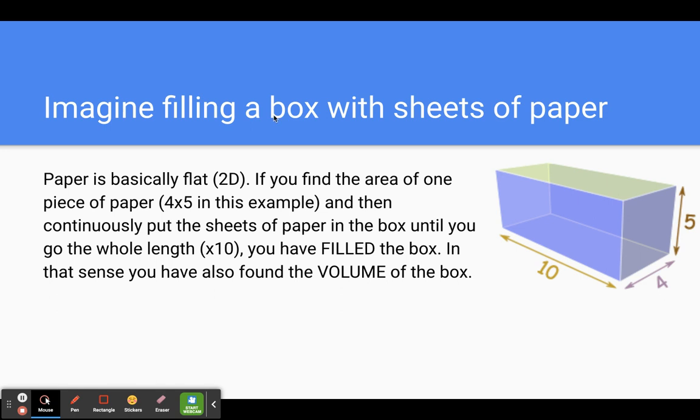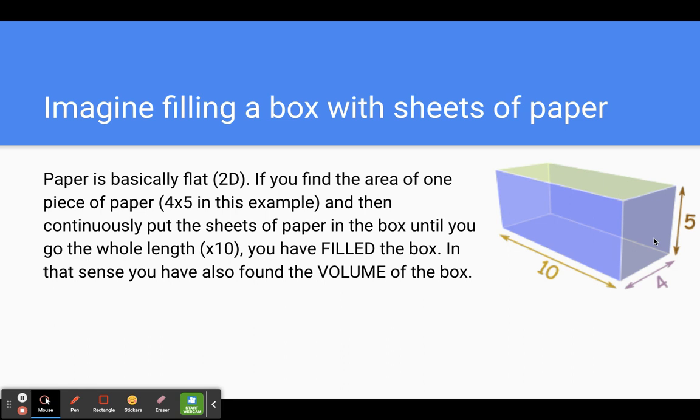Okay, so like I said, imagine filling a box with sheets of paper. Paper is basically flat, right? You can think of it as a 2-dimensional shape. It technically has some thickness to it, but it's more or less flat and 2-dimensional. If we look at this box, we have a 4 by 5 by 10 box, right? And if our piece of paper fit this side of the box perfectly, a 4 by 5 piece of paper, that would be the area of one sheet of paper, and we slide that in the box. It's basically the area of this side of the box.